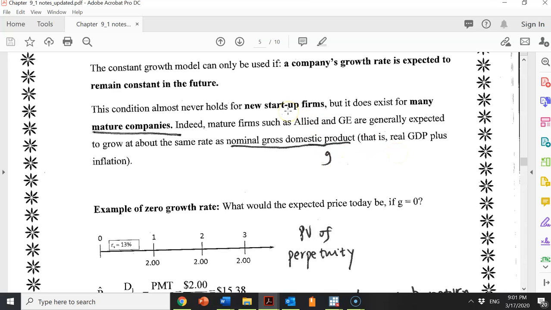Okay, for those startup firms, usually they have a faster growth rate in the beginning, and then when they become mature, they're going to have this stable g that's almost nominal GDP growth. But that would be the non-constant growth model. Okay, we also call it the two-stage model for those startup firms, and we will discuss this more complicated case, the two-stage model, next class, chapter 9, class 2. Okay, for class 1, we will focus on the constant growth model for mature firms, where we have a constant g.